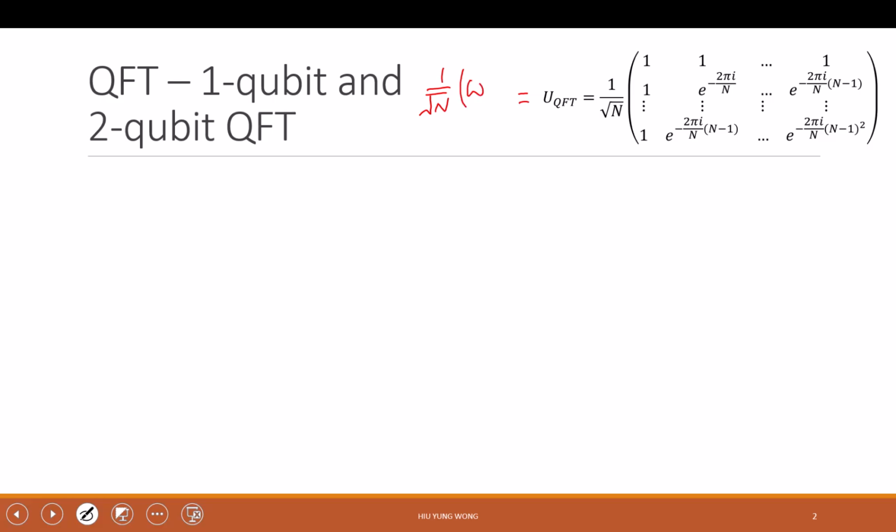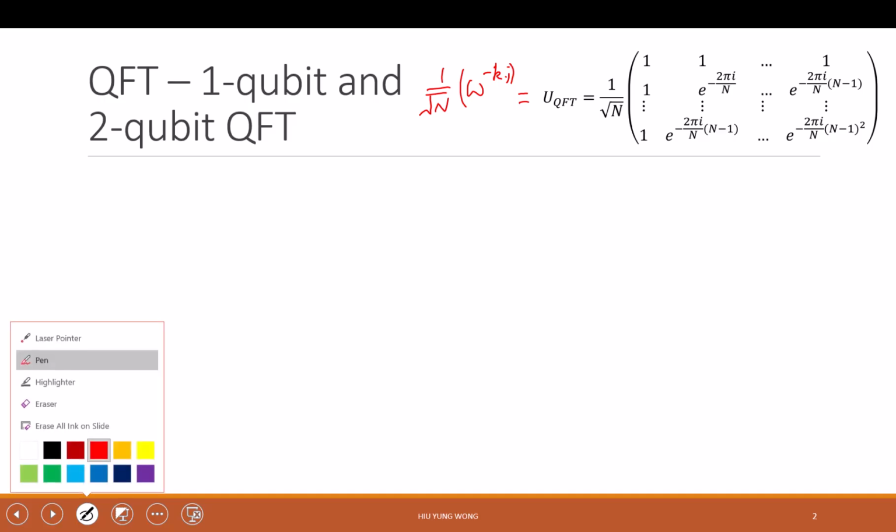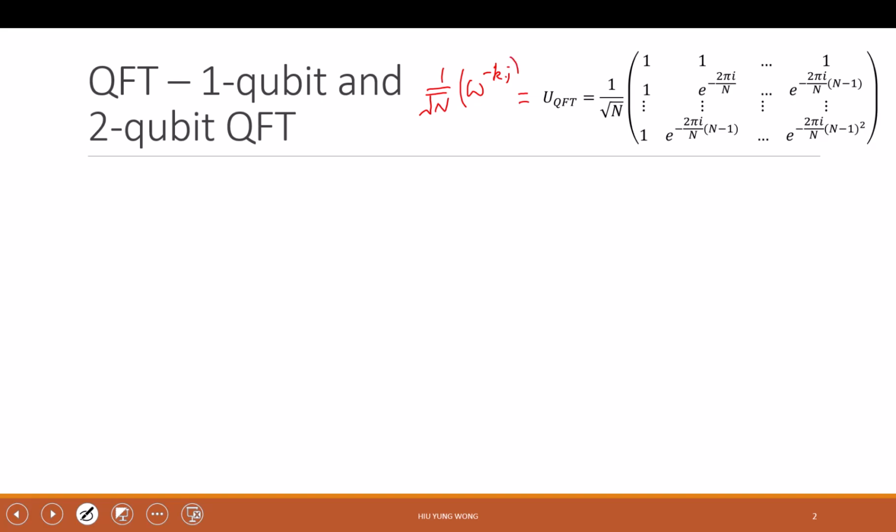Omega to the power minus kj, yeah. Here we assume it is the kth row, jth column, right? So why do I have 1, 1, 1, 1, 1 here? Because it is omega to the power 0, the 0th row, 0th column. Yeah, very good. Okay, so let's look at some examples.